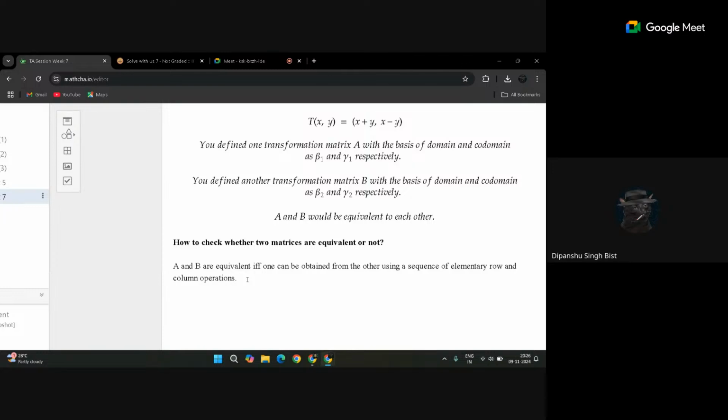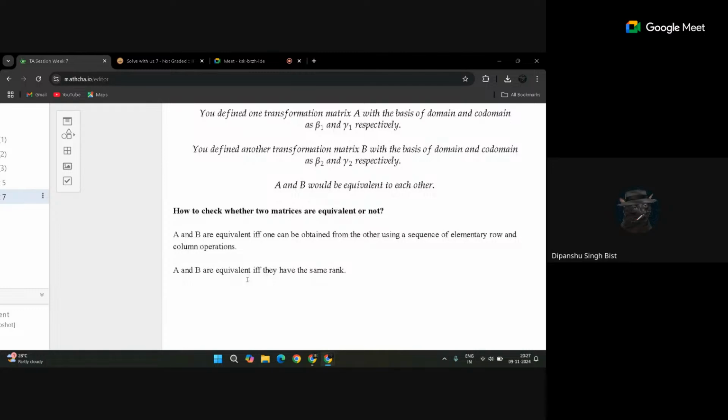Okay. This was one of the points. The second point is: A and B are equivalent if and only if they have the same rank. Okay, so they must have the same rank.